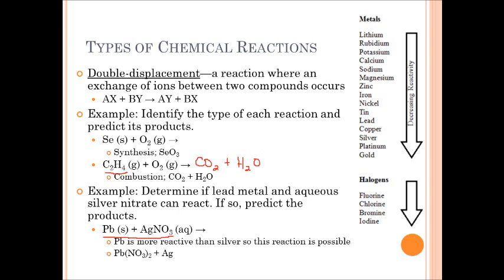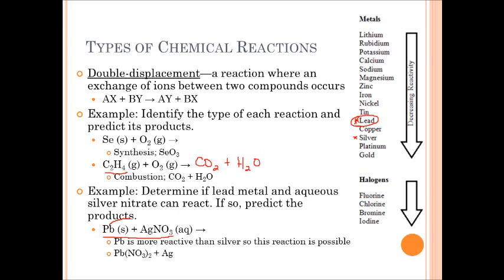And then we go over here. This is our activity series here on the far right. What you're looking for is our two compounds. So here's lead, here's silver. Lead has got to be more reactive, which means it has to be higher on our list than silver, which it is. So our reaction can occur.